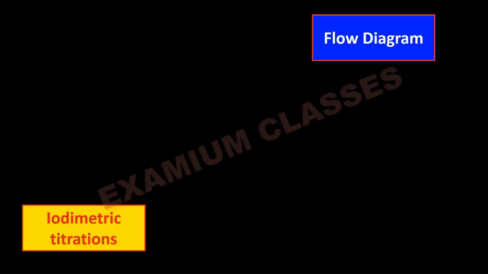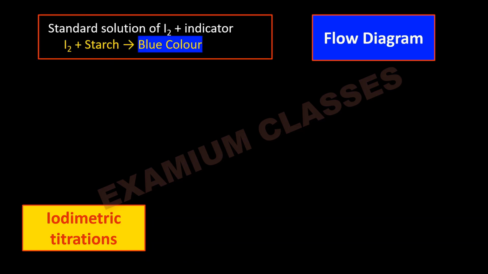Understand this flow diagram for iodometric titration. What we do? First, we take a standard solution of iodine and we add indicator into it. Here obviously when we take solution, we will have to add KI just because iodine is not soluble directly in the water. For that we add KI, then it makes the iodine soluble in water. We get blue color in the flask.